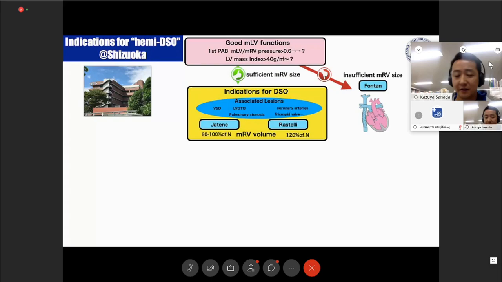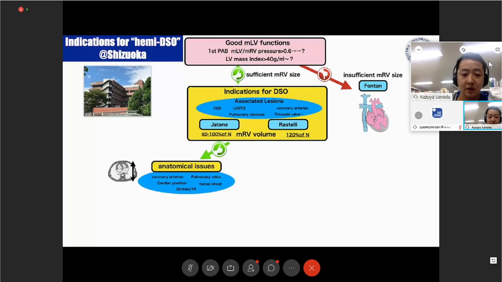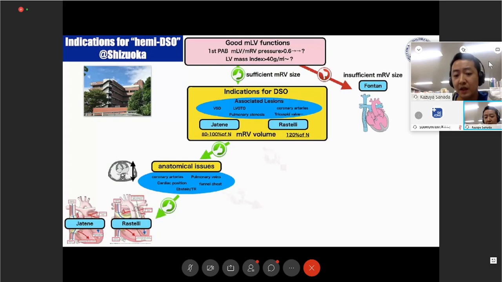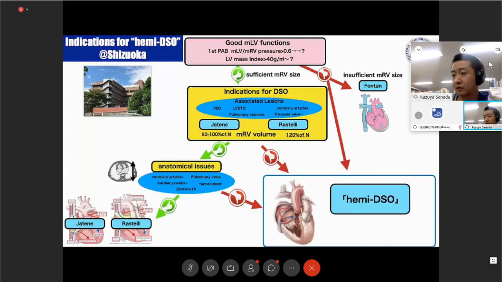If there are no other anatomical issues, full double switch operation is indicated. On the other hand, patients with small RV or other anatomical issues are indications for hemi-double switch operation. We will show you more details about that on the next slide. We have had 7 cases of hemi-double switch operation patients. Thank you.